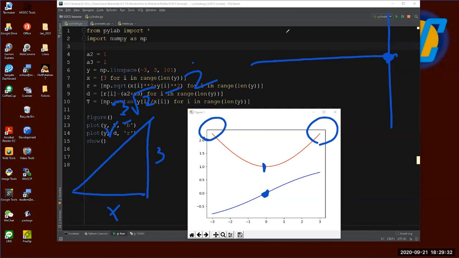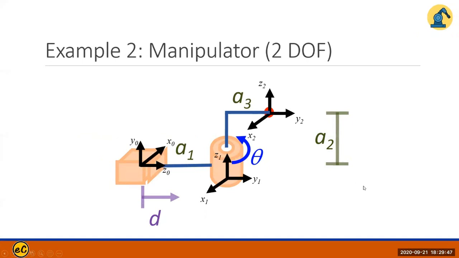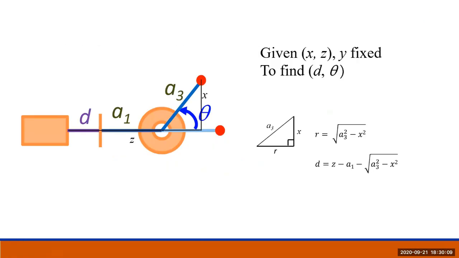Okay, let's look at the second example. In the second example, we are looking at a prismatic manipulator, degree of 2 freedom. Here, actually, we have an extension, prismatic joint, and a rotational joint. The order is different from the previous one. This one we discussed in previous lab for the formula as well. So the model will be like this.